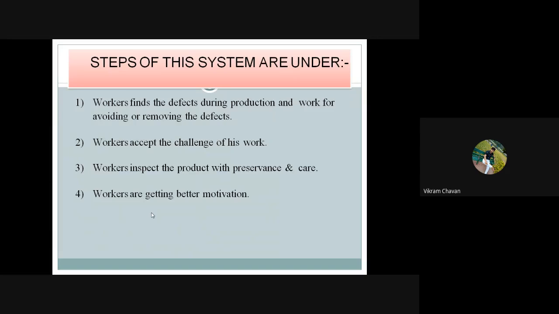Workers find the defects during production and work for avoiding or removing the defects. Full stop.